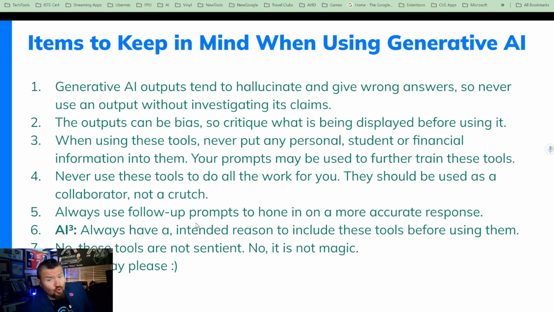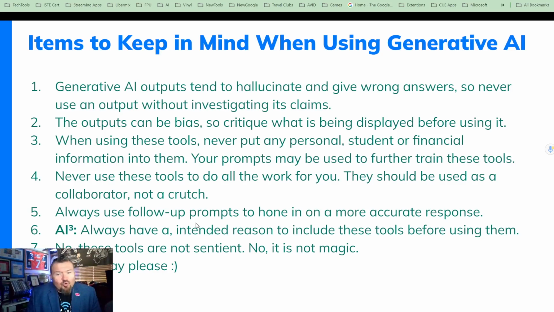When using these tools, and this is for both you and your students, never put any personal, student, or financial information into them. We don't know what these companies are using these prompts for. They may be using prompts to then further the learning of these tools. So don't take the risk. Don't put any identifiable student information, personal information, or financial information into them.